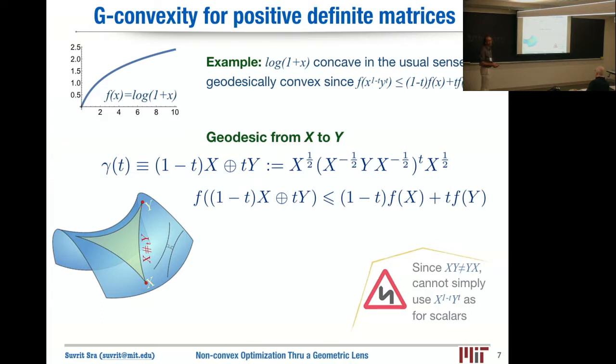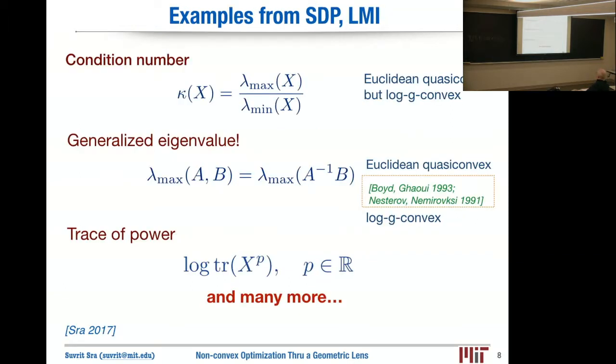Mostly I'm going to show you some examples now, and after that I will mention some initial theoretical results and a bunch of open problems, in case you're interested. So here are some interesting examples from the land of SDPs and linear matrix inequalities. Condition number of a positive definite matrix, this ratio of lambda max to lambda min, is well known to be Euclidean quasi-convex, but it happens to be in fact geodesically log convex.